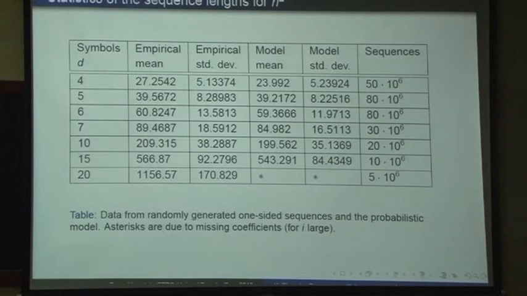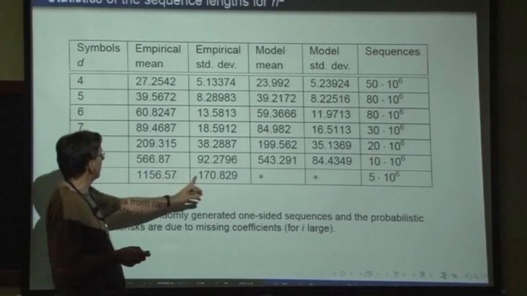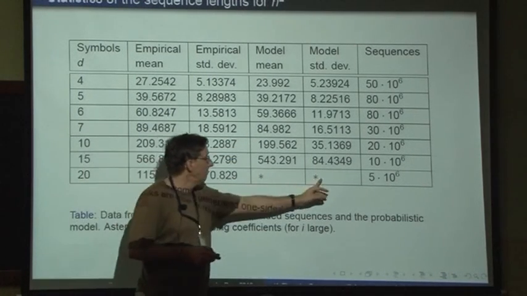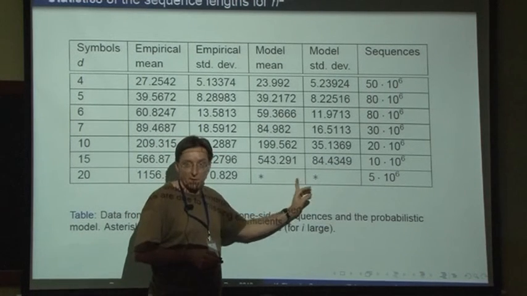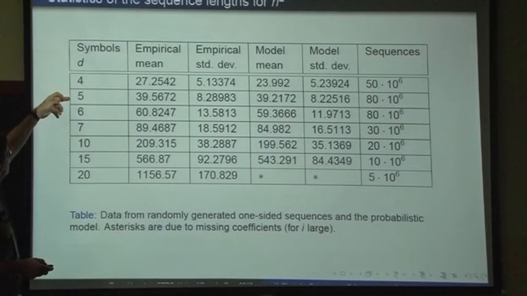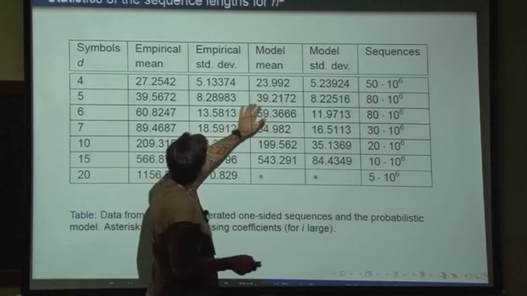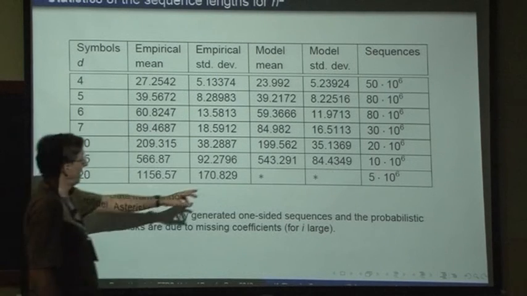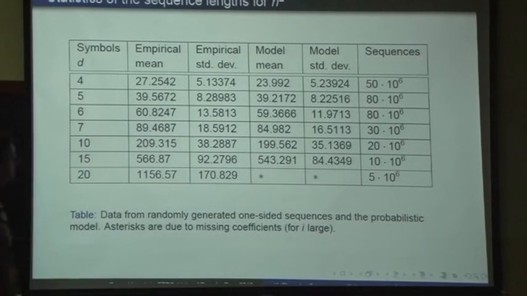Okay, so there's just some data. I don't really like numerical stuff, but I have to do this. This is what you see in the sequences when you generate that sort of numbers in the last column, and this is what the model gives you for the mean and for the standard deviation. So if you look at the five symbols case, these are actually pretty close to each other, so it's not too bad. And this refers to the fact that I mentioned earlier that it's a bit difficult to compute these D and I, I mean, the probabilities when D and I are not large.